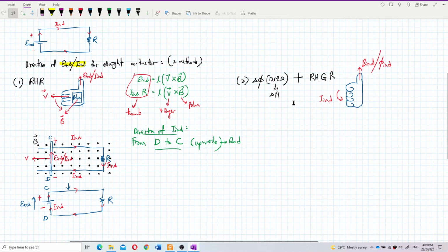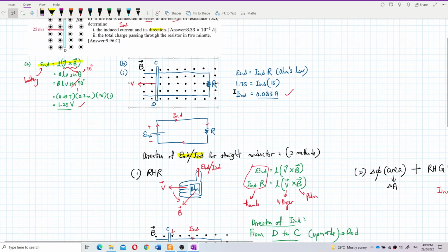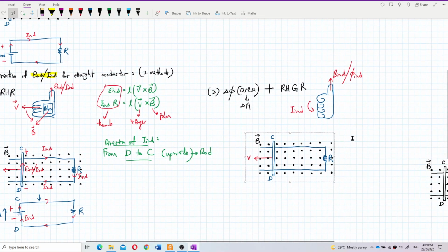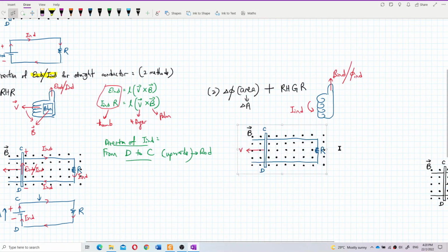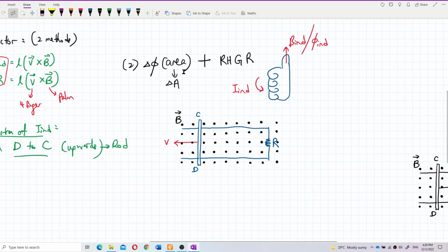Okay, so now let's check. I want you to first look at what happened. I want to draw this picture first. Let me draw it over here. I want you to check this one. This is the second method. Notice what happened to the change of flux and the change of area first, and then apply Lenz's law.